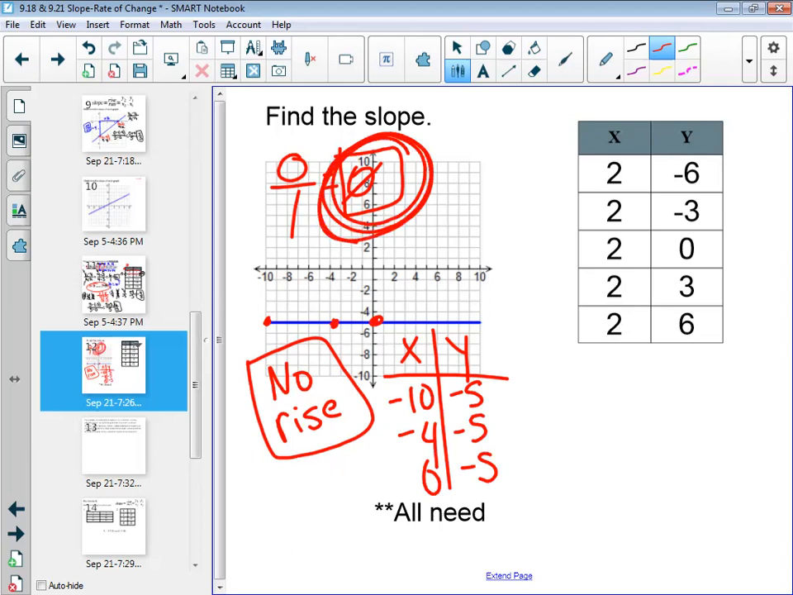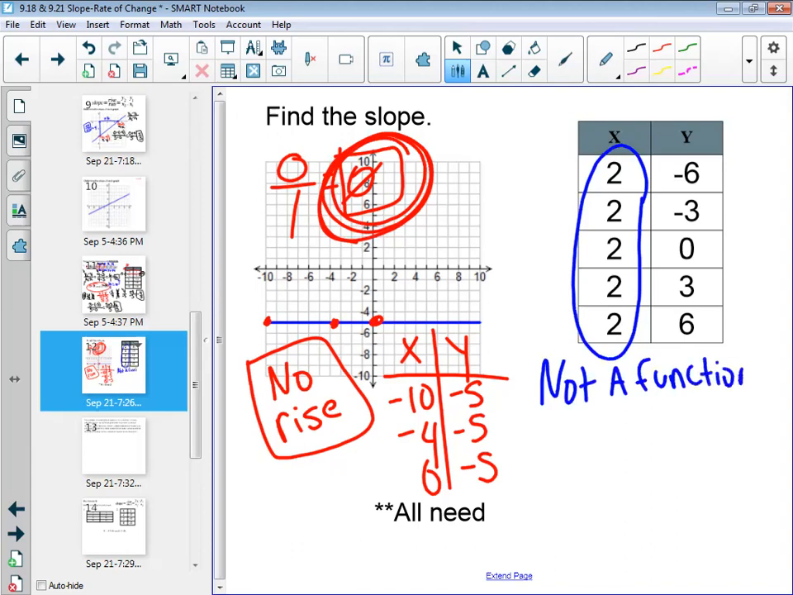Now, on the other hand, when we see our x's repeating, like we see here, my first question to you would be, is this even a function? Hopefully your answer is no, it's not a function because x cannot repeat. If it repeats, then this is not a function. So if you get something that's not a function, then our slope is undefined.